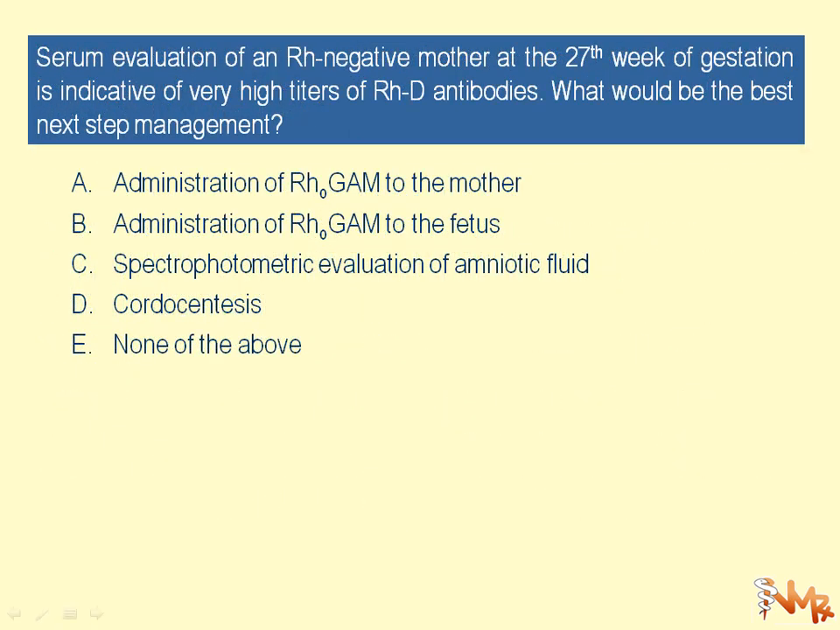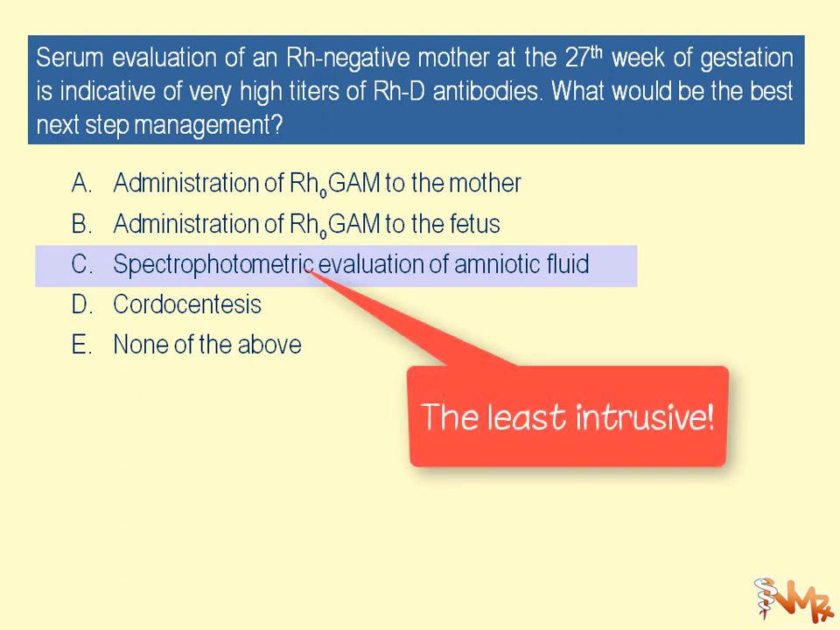Serum evaluation of an Rh negative mother at the 27th week of gestation is indicative of very high titers of RhD antibodies. What would be the best next step management? Would you like to administer RhoGAM to the mother, RhoGAM to the fetus, a spectrophotometric evaluation of amniotic fluid, chordocentesis, or none of the above? Actually, the best answer is a spectrophotometric evaluation of the amniotic fluid.